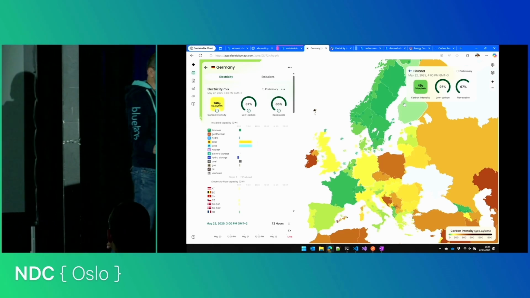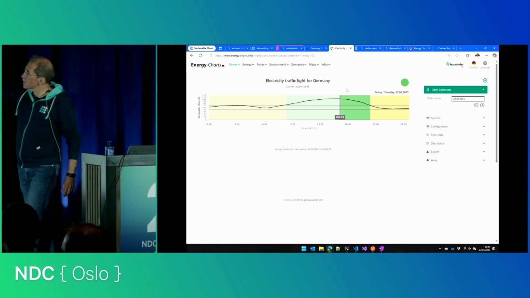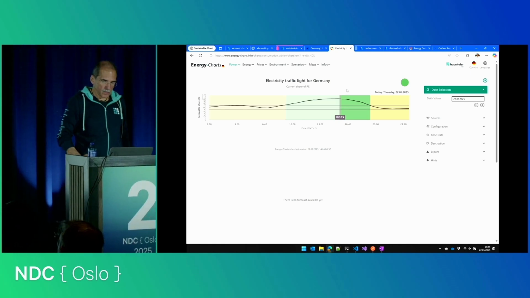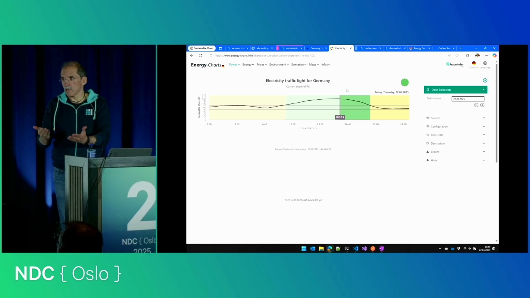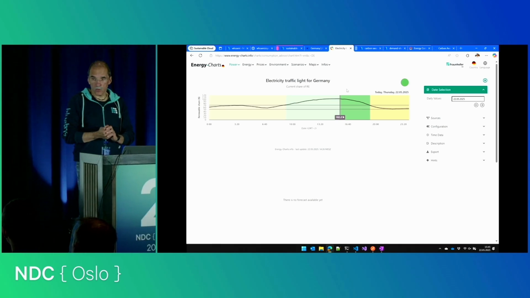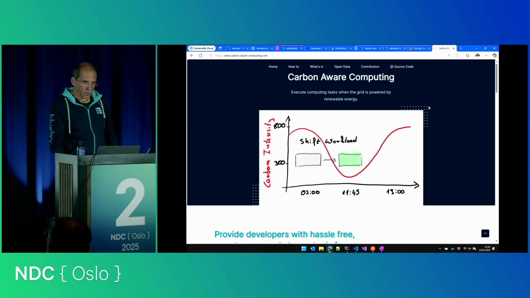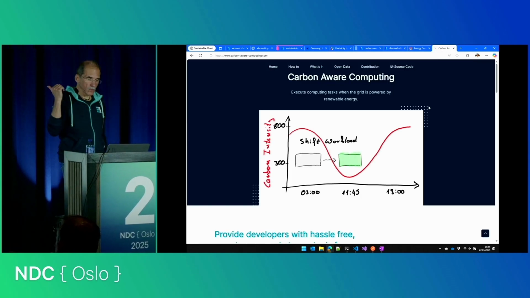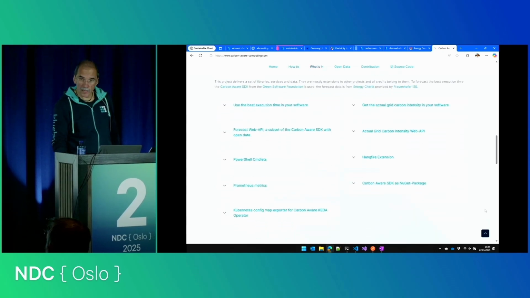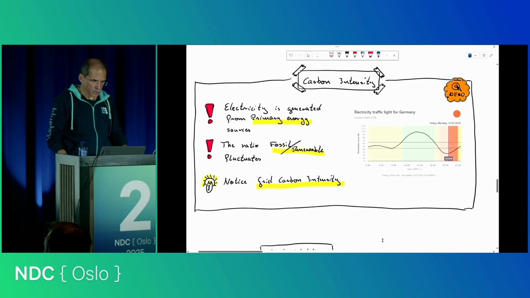And this is the reason why I've done a project with these guys, Fraunhofer. It's a research institute in Germany, and we provide the forecast and emission data for Europe as open data, for free. So if you need it, go to carbon-aware computing, and there you will find a lot of tooling. And I will now show you some of what we can do with it.